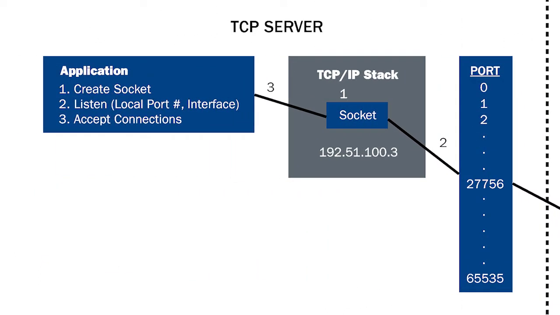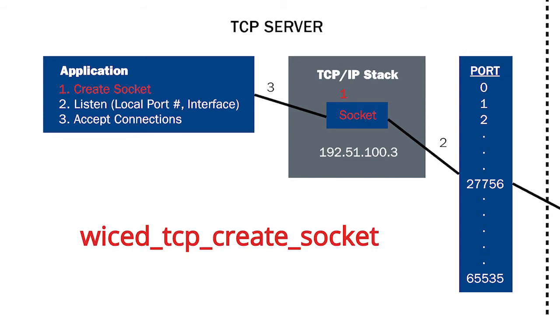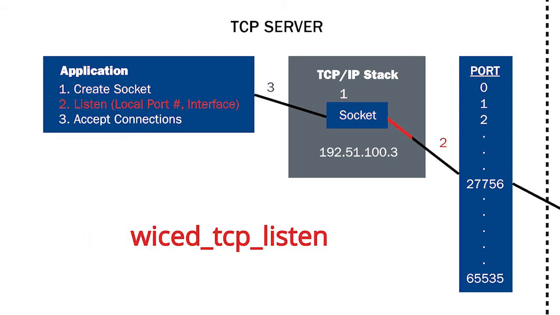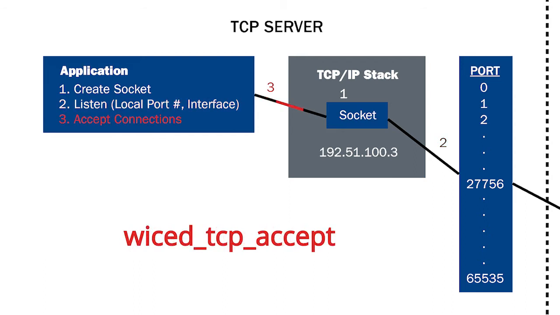Now, let's look at the server. In many ways, the server is the mirror of the client. It starts by calling Wicked TCP create socket. Then you call Wicked TCP listen, which attaches your socket to the local port that you specified in the arguments. Finally, you need to enable the server by calling Wicked TCP accept, which turns on the socket to accept data from clients on the other side.